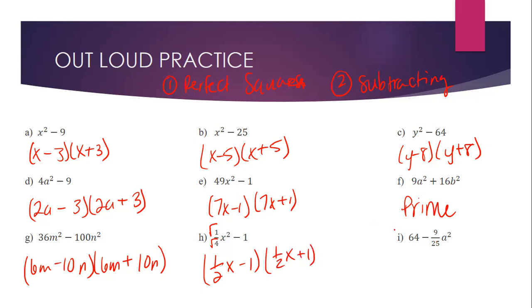Okay, same thing here. Even though it's switched, do I still have two perfect squares being subtracted? And the answer is yes. So when I factor this, I get 8 minus square root of 9, square root of 25, 3 over 5a times 8 plus 3 over 5a. Okay, all right, so hopefully you all did well and you're like, yes, I got this, okay?